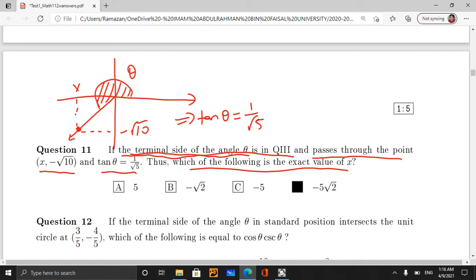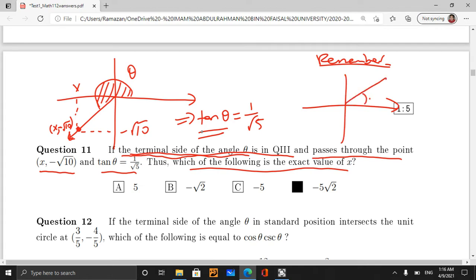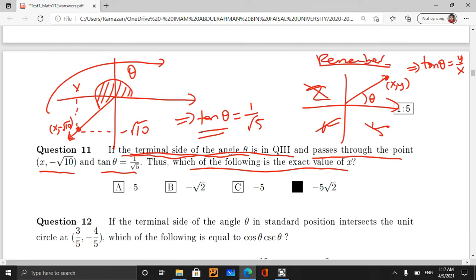Now, do we know a point on the line? On the terminal side, yes: (x, negative square root 10). This is the point. Now, how can we relate tangent theta and this point? Remember this. If you know a point on the terminal side of the angle, this is (x, y), and it can be here or here or here. It doesn't matter. The formula is still the same: tangent theta is equal to y over x. So with the same logic, tangent theta has to be equal to the y value of the point, negative square root 10, divided by x.